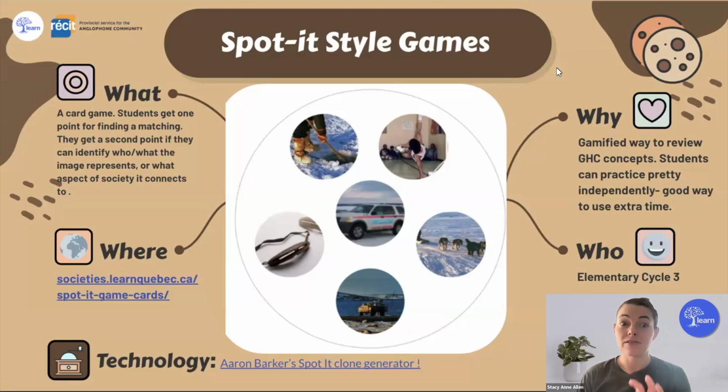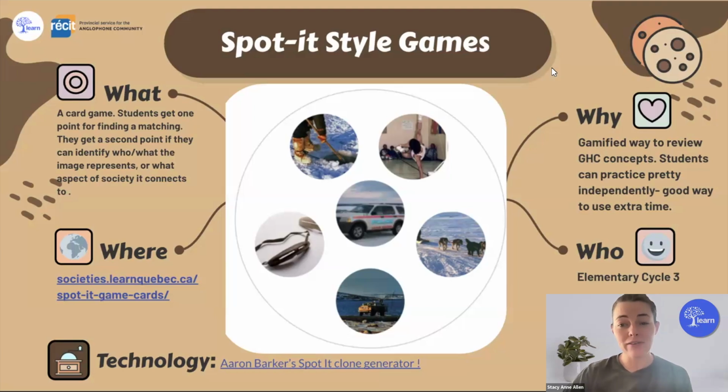In this version for social sciences or geography, history, and citizenship, students get 1 point for matching an image that is the same. Then they get a second point if they can connect the image to an aspect of society or describe a bit about the significance of the image in terms of that society and time period. This game is a wonderful way to review concepts in geography, history, and citizenship, and after students have played the game a few times, it allows them to practice independently if they have extra time or if they finish an activity early in class.